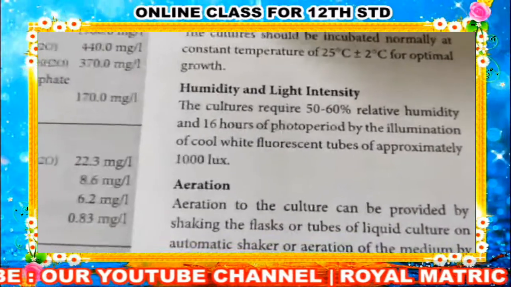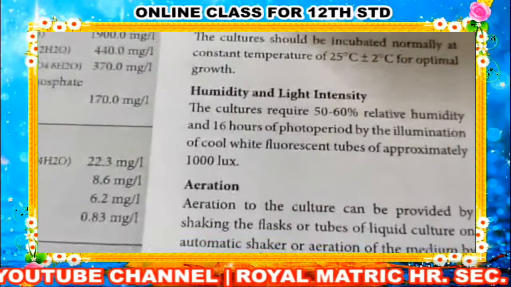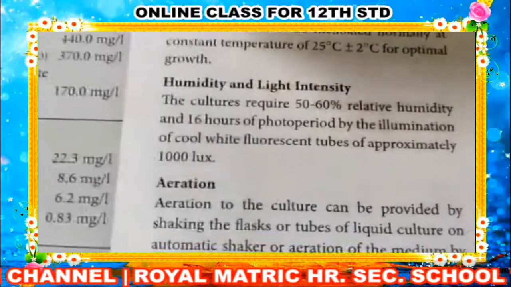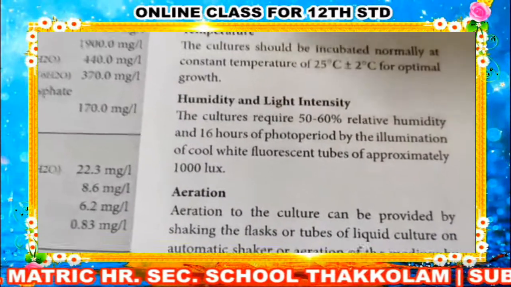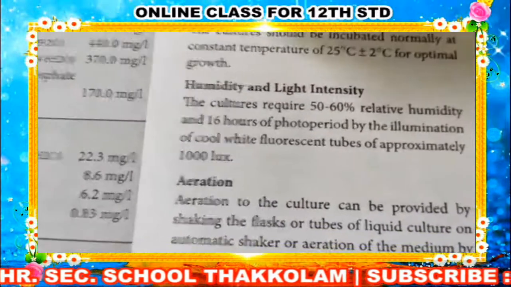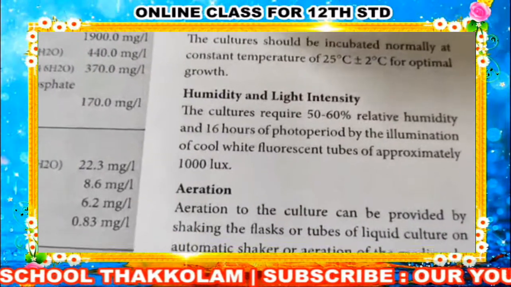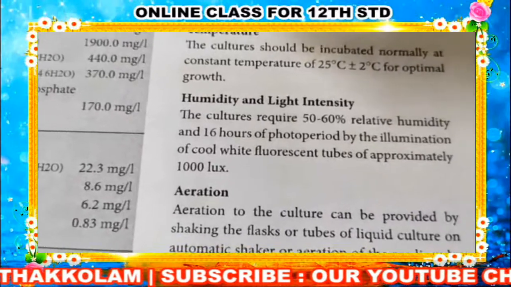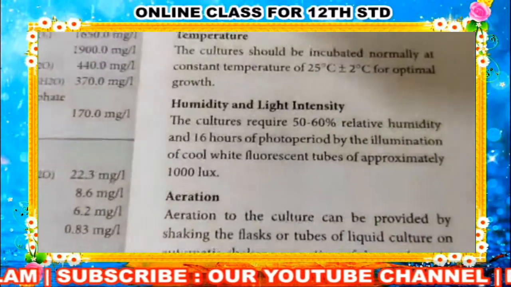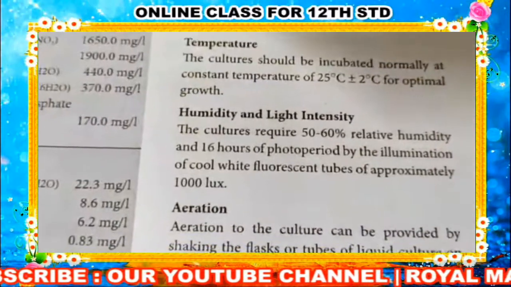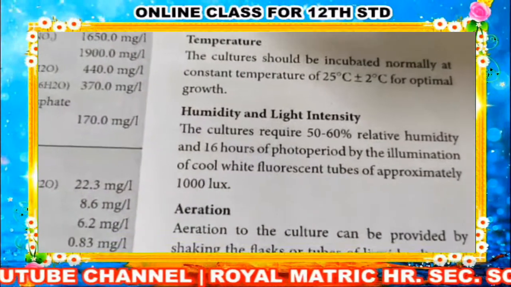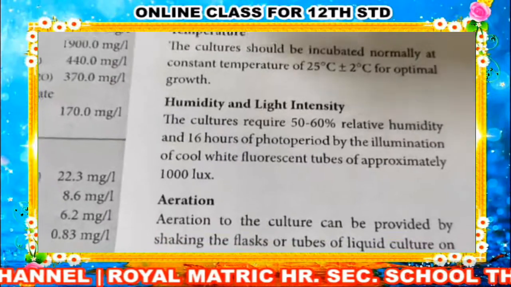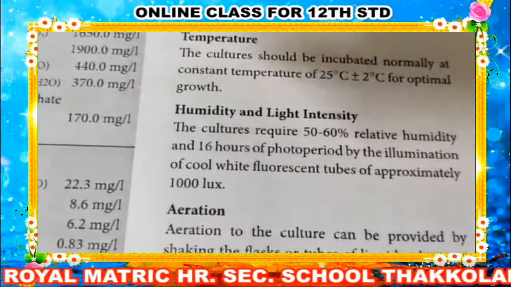The next thing we have to see is the water content and the humidity in the air. The cultures require 50 to 60% relative humidity. We have seen in the laboratory methods 60% humidity. So it should be 50 to 60%, and a 16 hour photoperiod by illumination with cool white fluorescent tubes of approximately 1000 lux. So for 16 hours it should be exposed to the light.